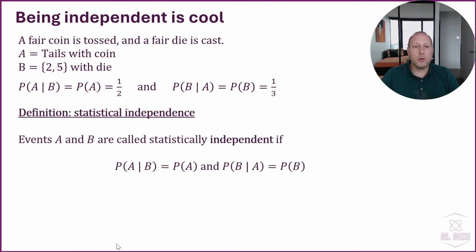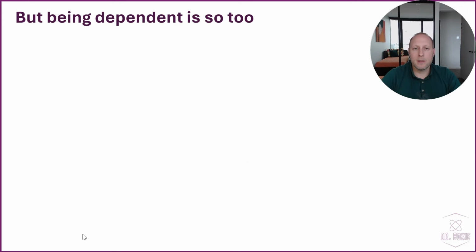So we say that two events A and B are statistically independent if the probability of A given B is P of A, and simultaneously the probability of B given A is P of B. So the conditions don't change anything about the probability of the events that we are looking at. I want to show you that events need not be independent. So this is again the definition of statistical independence.